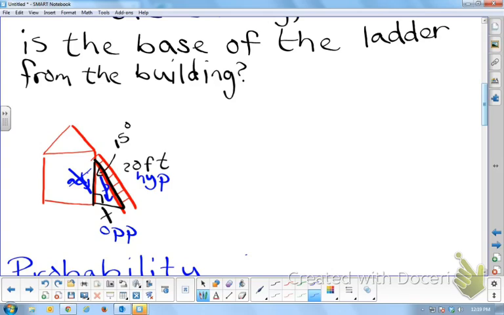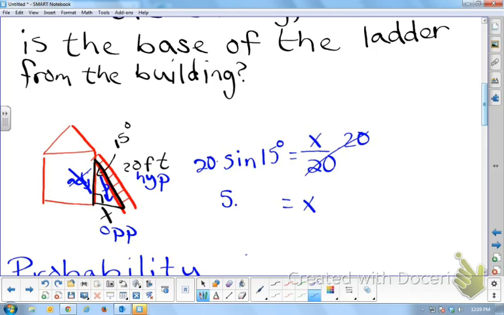According to SOHCAHTOA, SO uses opposite and hypotenuse, which is sine. So we have sine 15 degrees equals opposite over hypotenuse, x over 20. Now we just need to solve this for x. We need to get x alone, so we multiply both sides by 20. Now the 20 sine 15, we just plug into a calculator. If you have a graphing calculator, you can just go in order. If you have an iPod, you have to do 20 times 15 sine equals. Whereas on a graphing calculator, you just do 20 sine 15. So x is 5.1764.